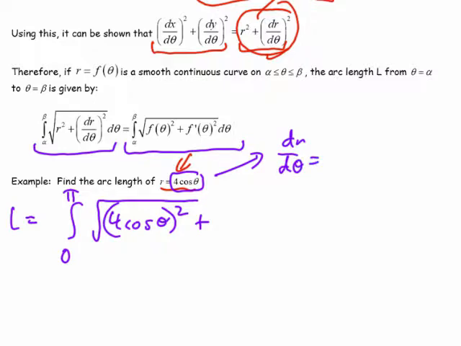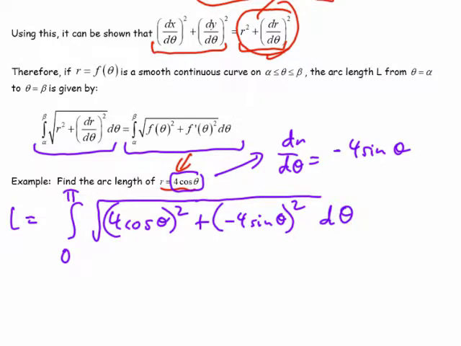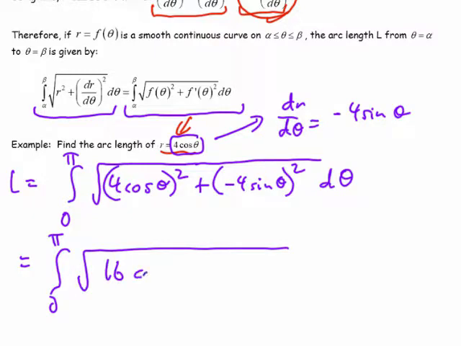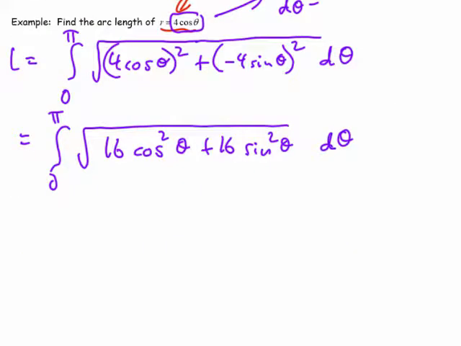Okay, let's just do that. That would be negative 4 sine theta. So that would be plus negative 4 sine theta squared d theta. That definite integral will calculate our arc length. All right, so we could throw that in the calculator and figure it out, but I think this one's easy enough to do by hand, because if I square that out, I'm going to get 16 cosine squared plus 16 sine squared. And I'm noticing some things here.